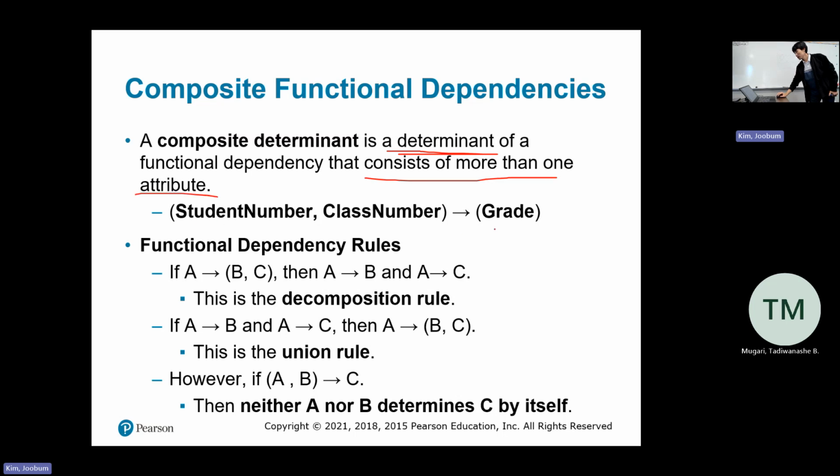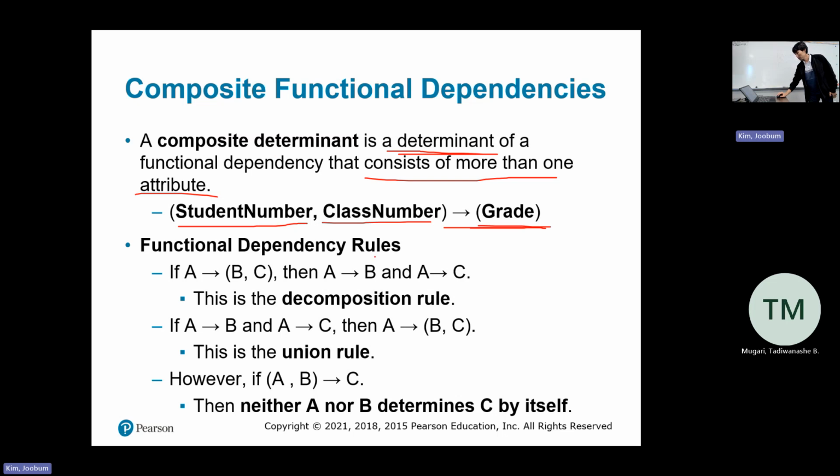Think about that. In order to get the grade, we have to know the student number and the class number. Student number 983-11111, class number CSCI 3245, maybe grade A or B, right? So this is a composite determinant.